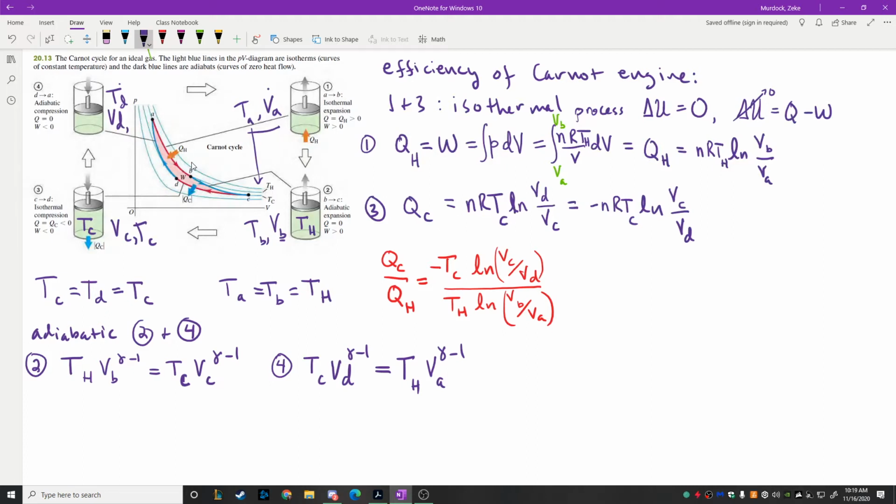Does that look right? Did I get all the subscripts right? Let's see. T hot goes with VB. T cold goes with VC. And then T cold goes with VD as well. And then T hot goes with VA. That looks right to me. Okay, so what do we use these for? Well, we have ratios of VC and VD and VB and VA over here. So we can use these equations to make a ratio as well. Looks like we could put the THs on the same side. So we could divide this equation by the equation on the right. We would have on the left-hand side TH VA to the gamma minus 1. And then on the right-hand side, putting the TCs together or stacking them.